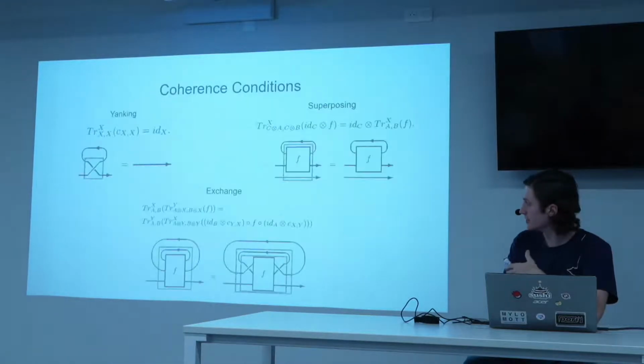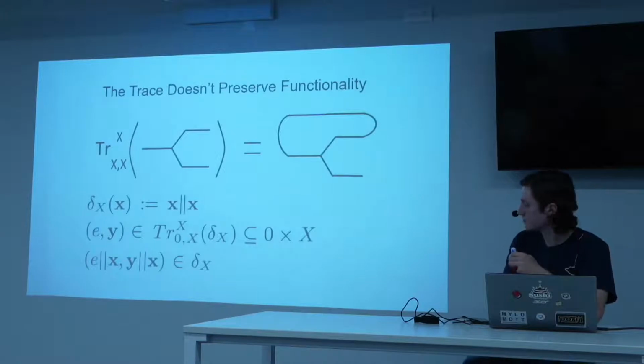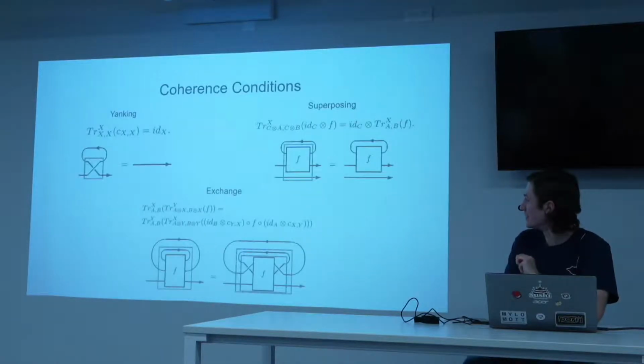And they all partially deal with the trace interacting with a different part of the category. As I said, yanking was the symmetry, superposing is with the tensor product and identities, and exchange is with different orders of taking the trace.